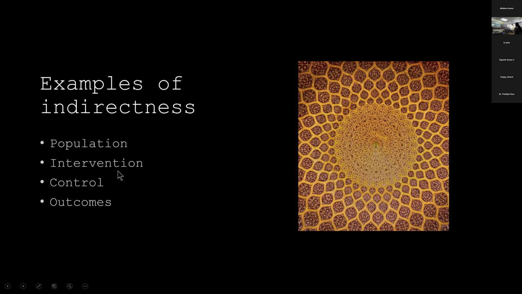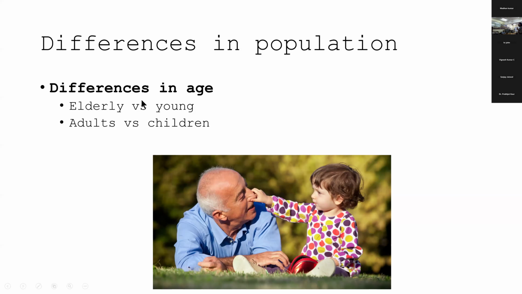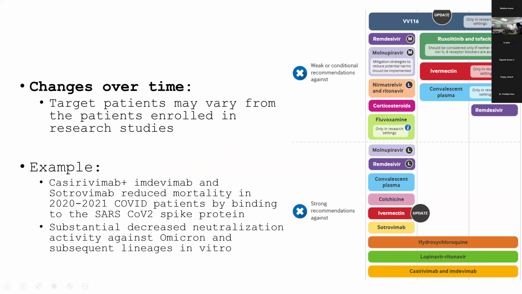Now, I'll briefly give an example of indirectness in each of the PICO domains. First is difference in population. We all know that differences in age exist between all trials, elderly versus young, adults versus children. The second problem with population difference where indirectness can arise is, what if your target population changes over time? Maybe the study was done in a particular population, but when you're applying it, the population is different.